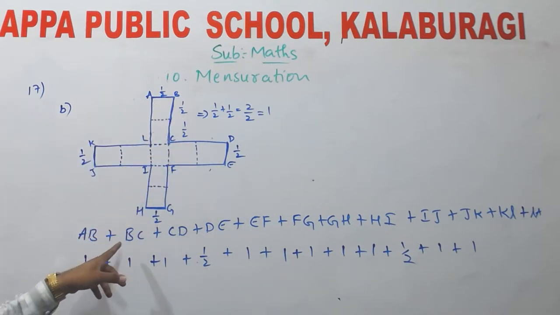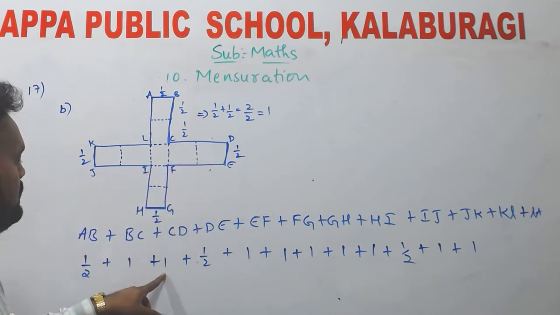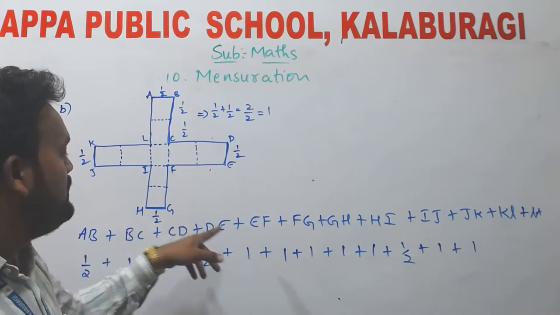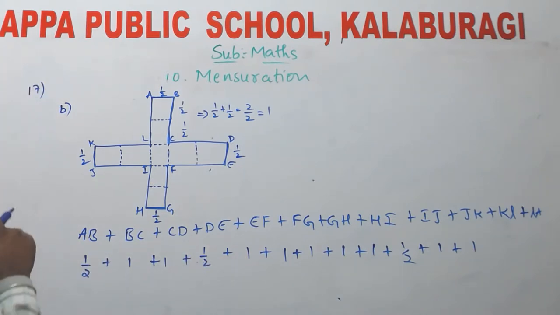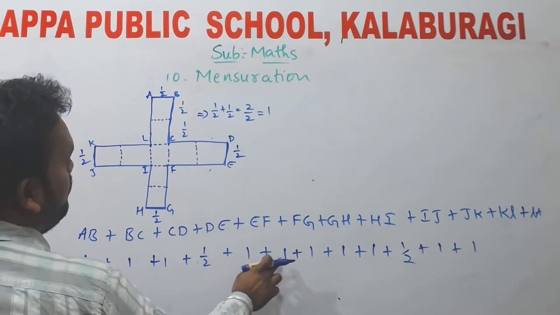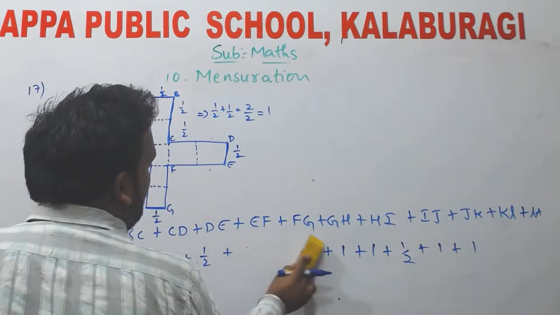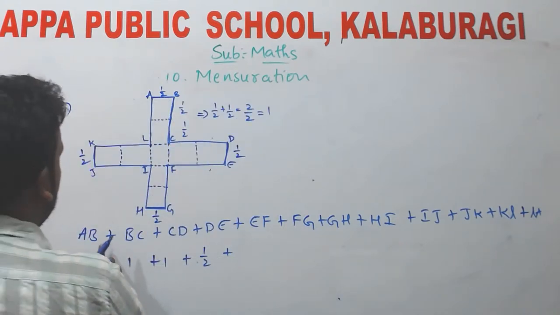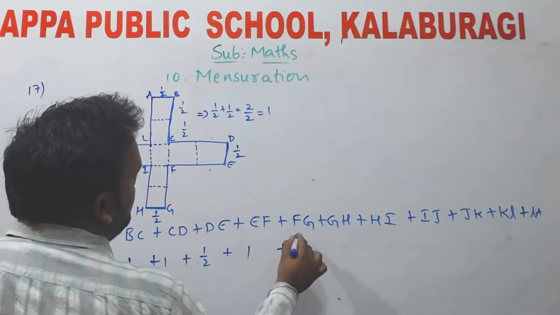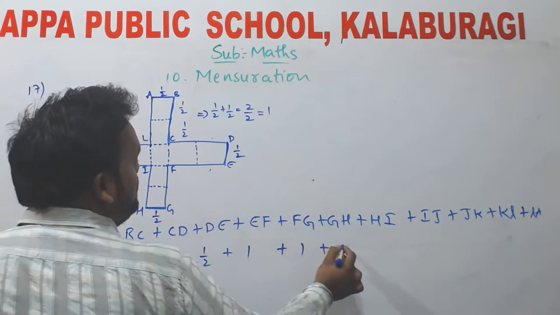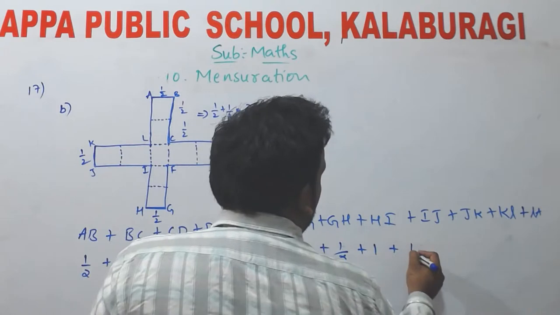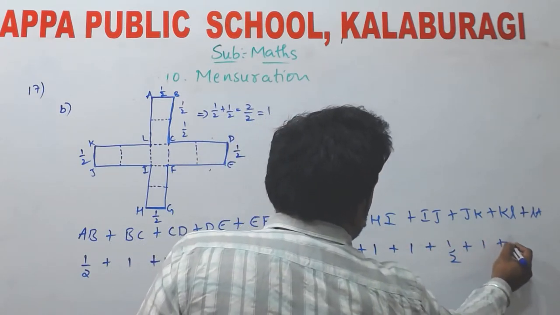See, AB 1 by 2, BC 1, CD is also 1, next DE is 1 by 2, then EF is 1, then FG is 1, then GH. See, AB plus BC plus CD plus DE plus EF. So once again, don't confuse this. See, AB is 1 by 2, BC 1, CD 1, okay. Then DE is 1 by 2, then EF is 1 plus FG how much? It is also 1 plus GH how much? 1 by 2 plus HI how much? 1 plus IJ how much? 1 plus JK how much? 1 by 2, KL how much? 1 plus LA how much?